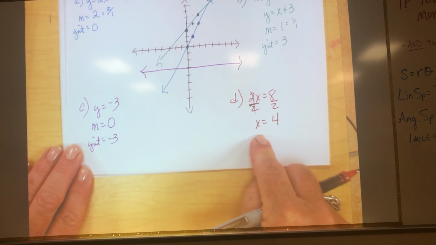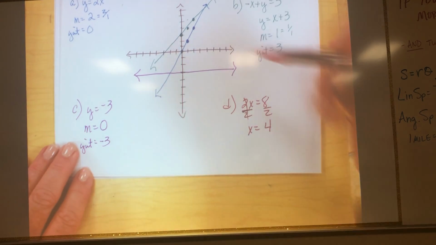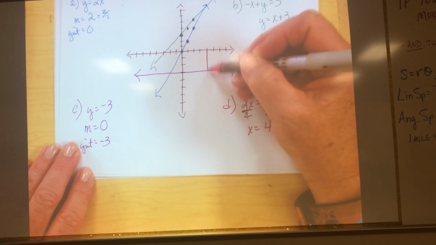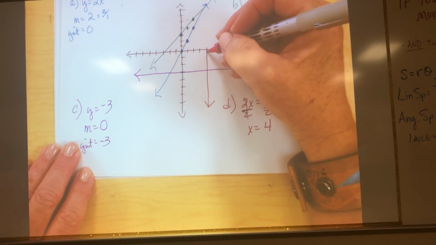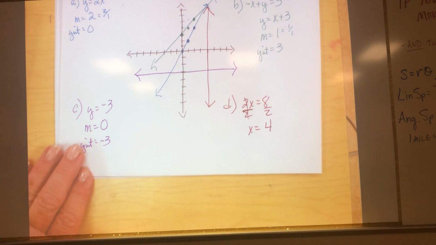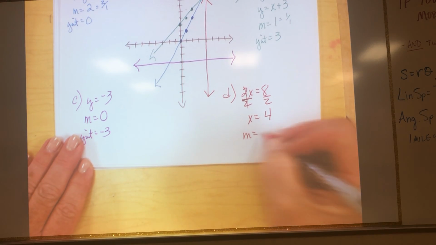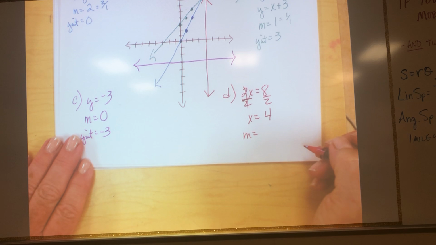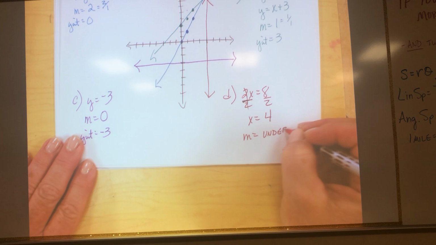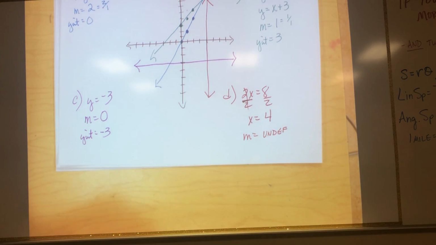What kind of line is that? Vertical. Vertical line, where x is 4. 1, 2, 3, 4. So it goes like this and like this. All right? What if I asked you, what's the slope? Four over zero. Undefined. So if it's a horizontal line, it's a zero slope, and if it's vertical, it's undefined.